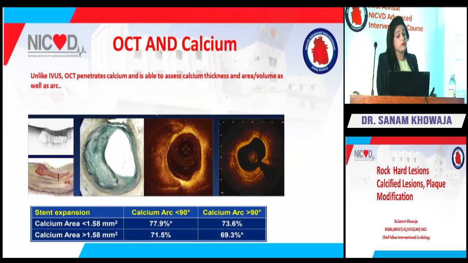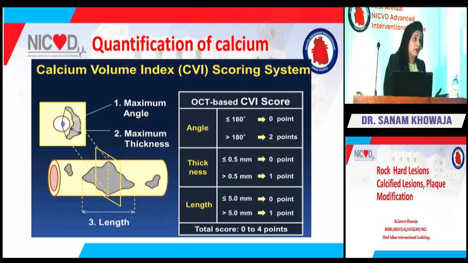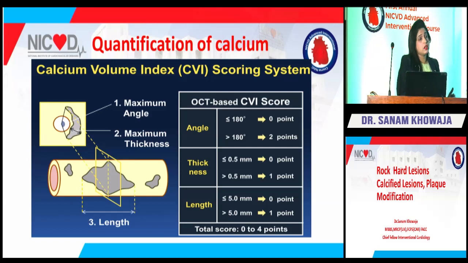As I've told you, even if the arc is less than 90 degrees on OCT, and the calcium area, it told us about the calcium area that it was less than 1.58. So as we talked about the score on the IVUS, OCT also has a calcium score, and based on that we divide the severe calcification. The CVI score is the recognized score for the OCT calcium classification.